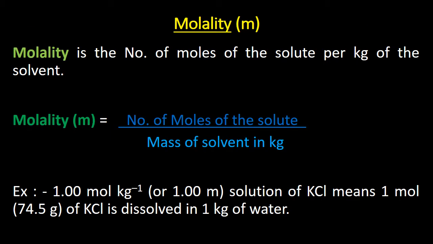Let us know what you mean by molality denoted by small m. Molality is the number of moles of the solute per kg of the solvent. Molality is expressed by the equation: molality is equal to number of moles of the solute divided by mass of the solvent in kg. For example, 1 mole per kg or 1 molal solution of KCl means 1 mole, that is 74.5 gram of KCl, is dissolved in 1 kg of water.